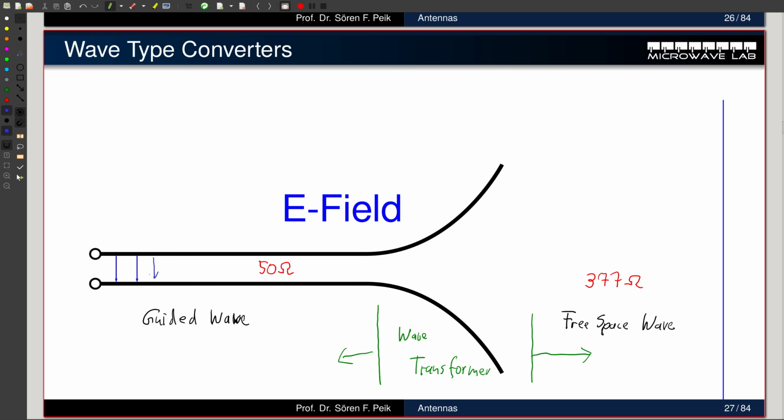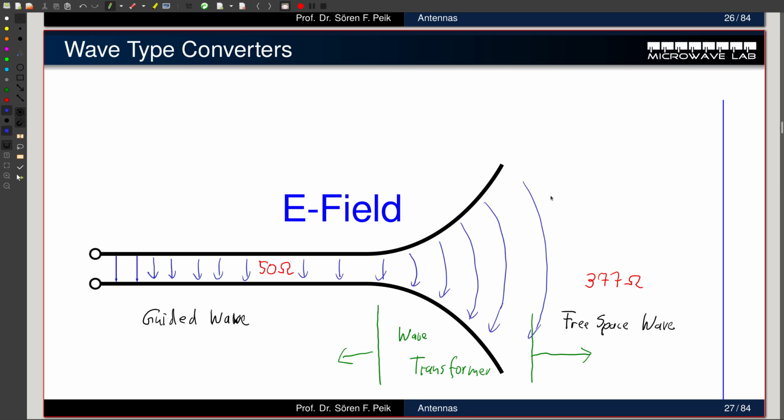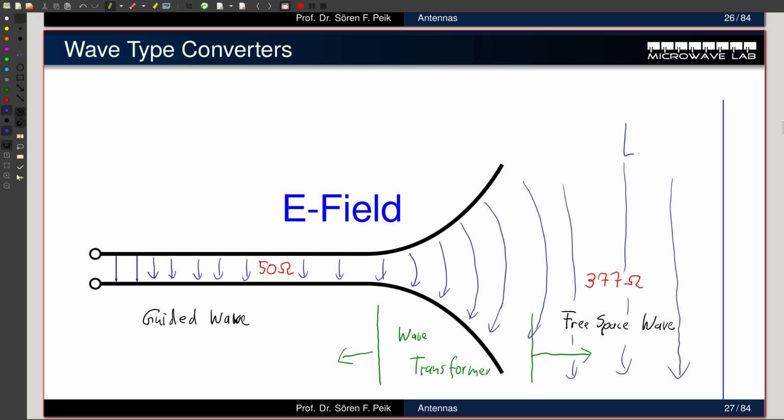So we have an E field here. The E field propagates through my cable, and when the cable widens, it looks something like that, and the E field eventually unlocks from the cable and becomes a free space wave, as I sketch here.